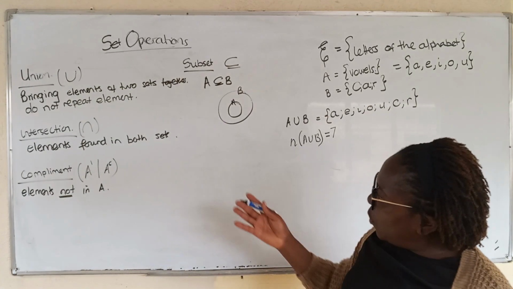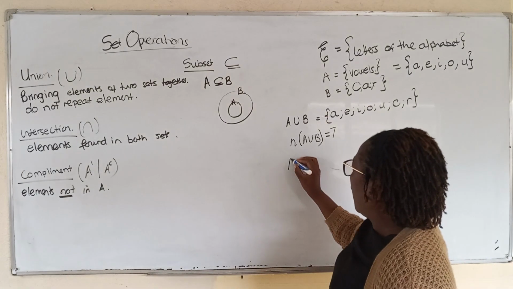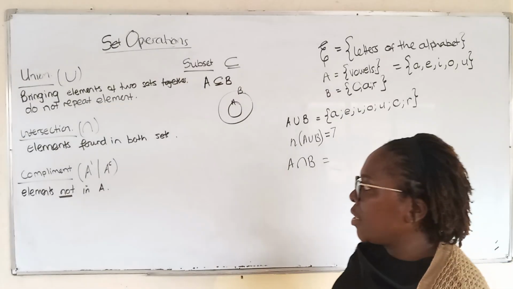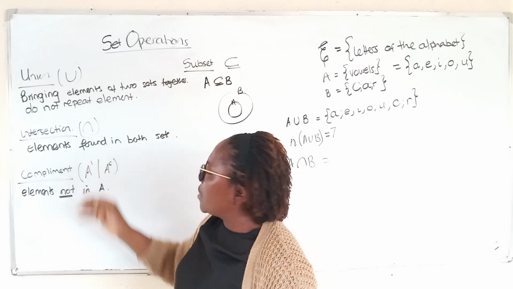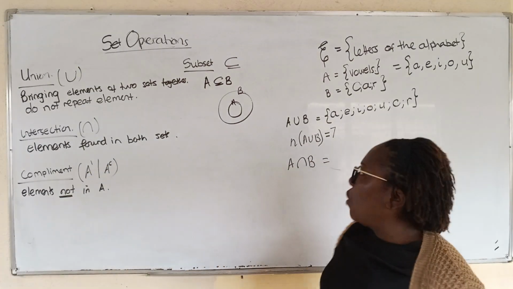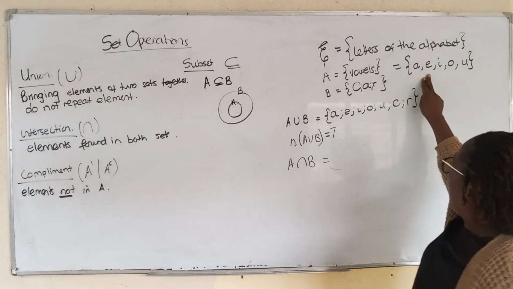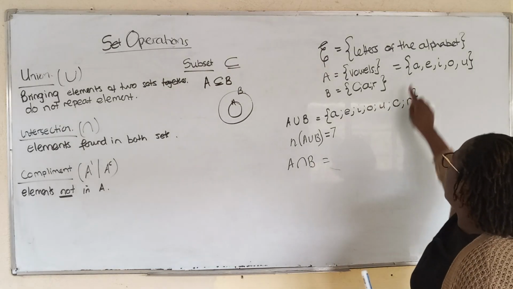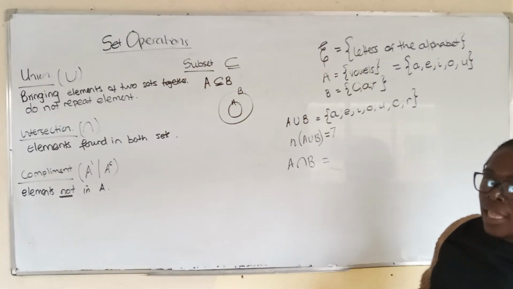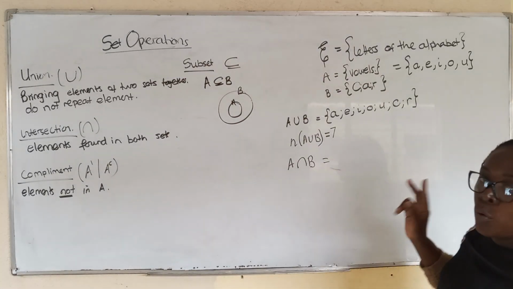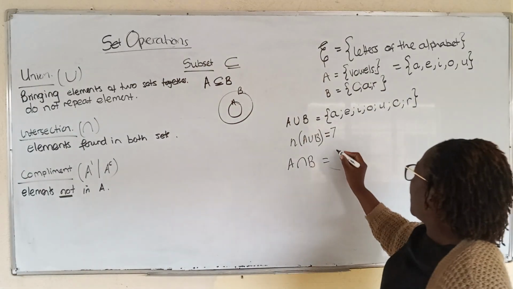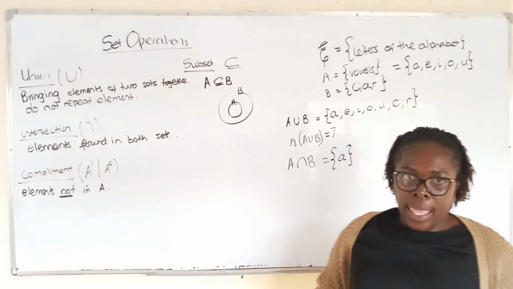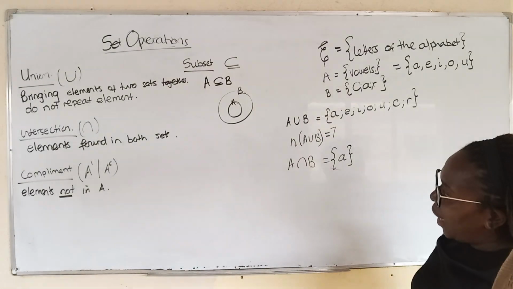And then the next thing we can talk about is the intersection, A intersection B. Like I've already mentioned before, intersection simply means the elements that are found in both sets. Now if we look at the two sets, set A and set B, we can see that the element that is found in both sets is A. These are the only elements that are found in both. So it means this set consists of only the letter A.